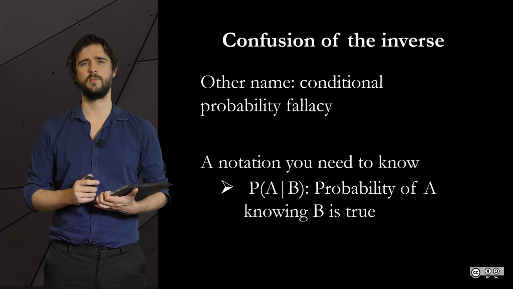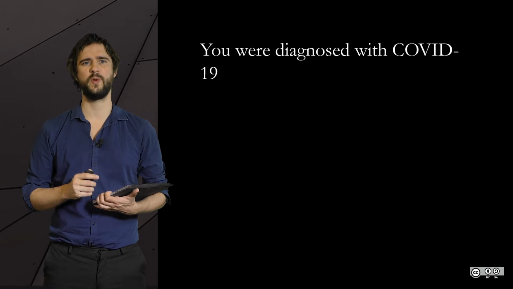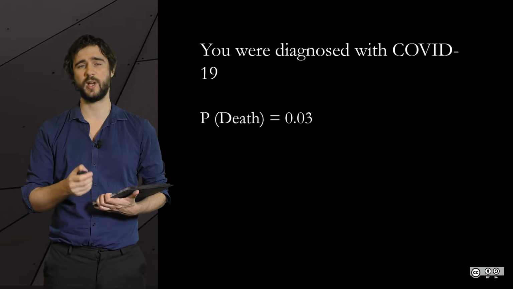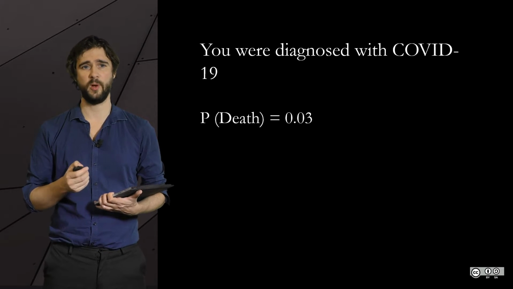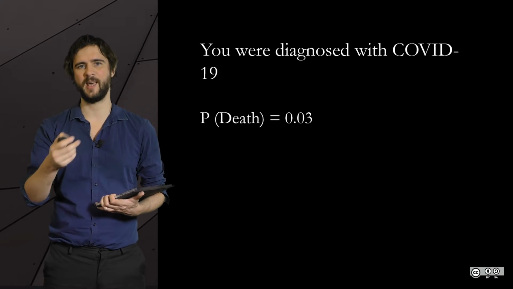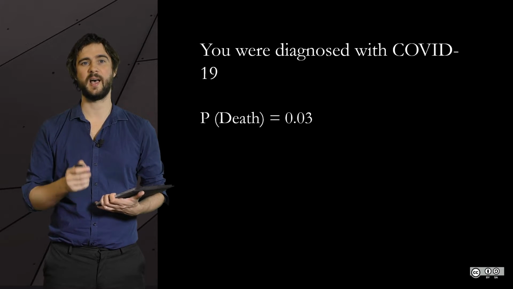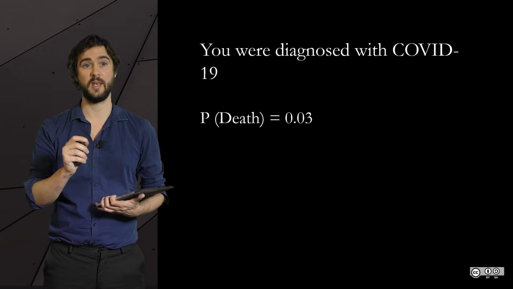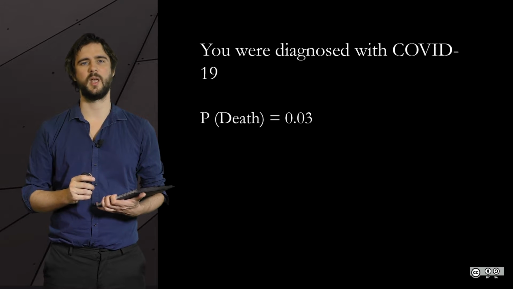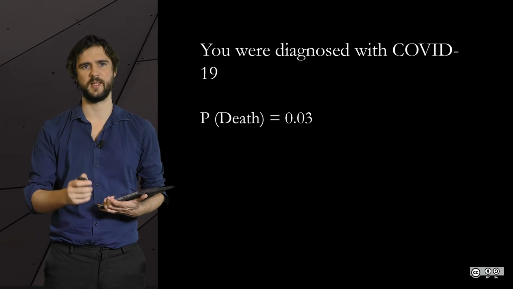It's very simple. Let's say that you got the coronavirus and you read that 3% of people who contract the disease die. In other words, the probability of death equals 0.03, which is another way of writing down 3%. Remember that probabilities are always comprised between 0 and 1, by the way. 0 means it's impossible to happen, and 1, it's 100% sure that it is going to happen.